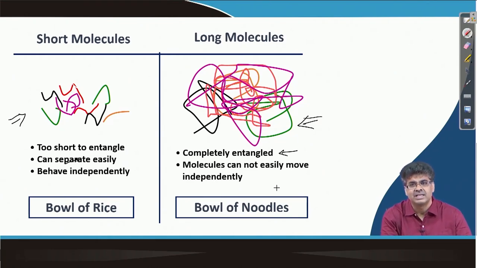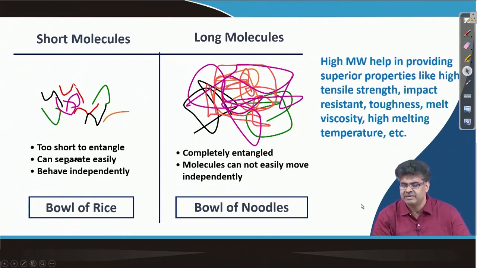Now this basically gives the advantageous properties, the strength and the toughness of the polymers, because the polymer chains are entangled. So if you apply some force, they can easily dissipate those forces and give you high strength and toughness and so on. We'll come back to these topics going forward. So basically the high molecular weight helps in providing superior properties like high tensile strength, impact resistance, toughness, melt viscosity, and so on.